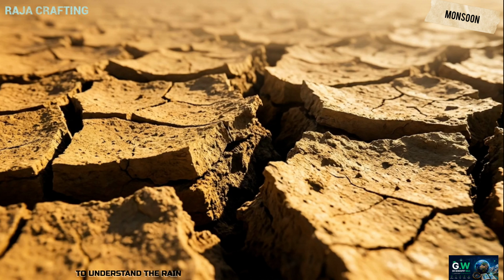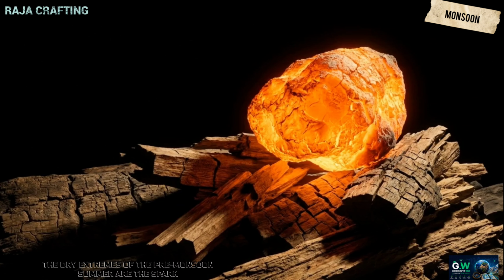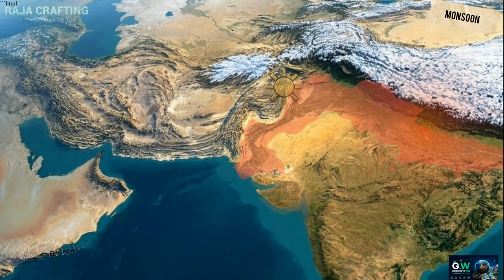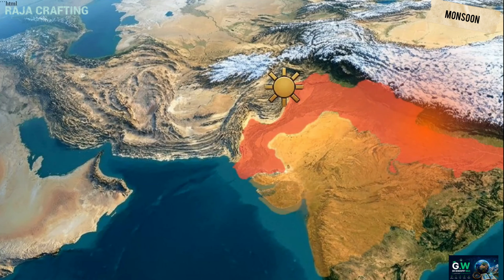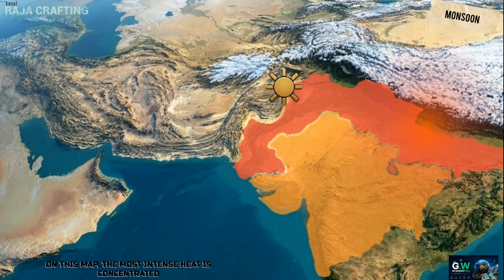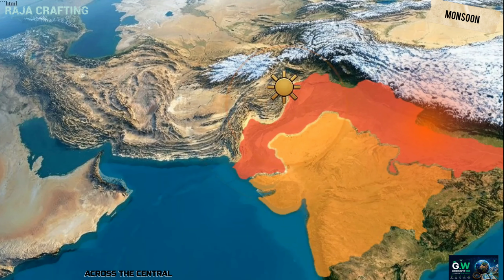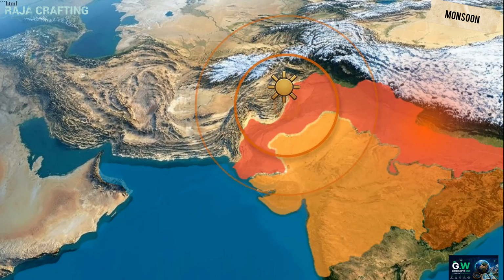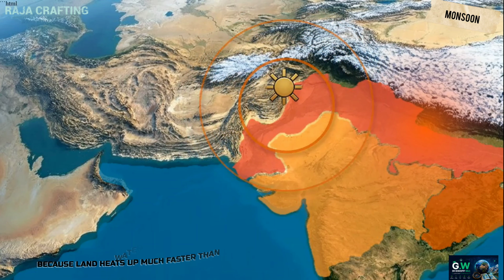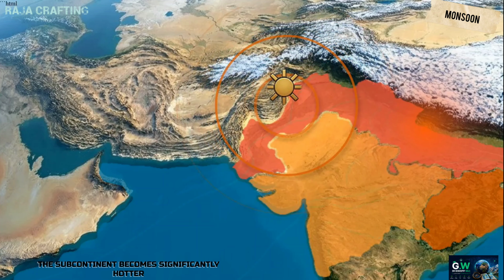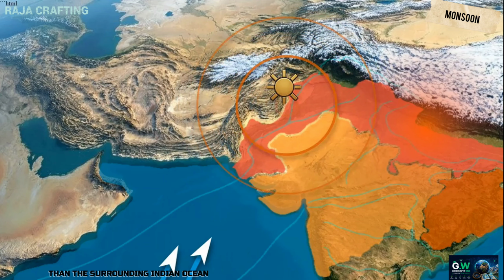To understand the rain, we have to look first at the heat. The dry extremes of the pre-monsoon summer are the spark that ignites the entire system. By May, inland temperatures reach between 32 and 40 degrees Celsius. On this map, the most intense heat is concentrated across the central and northern landmass. Because land heats up much faster than water, the subcontinent becomes significantly hotter than the surrounding Indian Ocean.